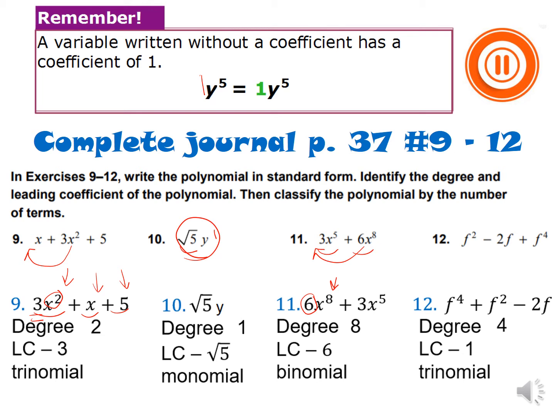For the last one, we're going to put the f to the 4 up in front, followed by the f to the 2, then the f to the 1. The degree is only the highest, so it is 4, and the leading coefficient is 1, and it's a trinomial because it has 3 terms.